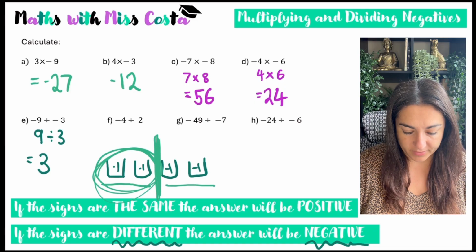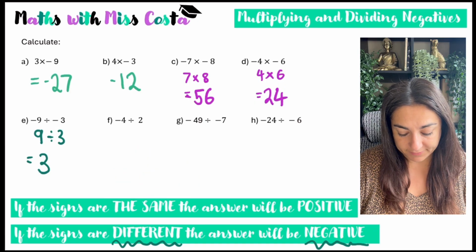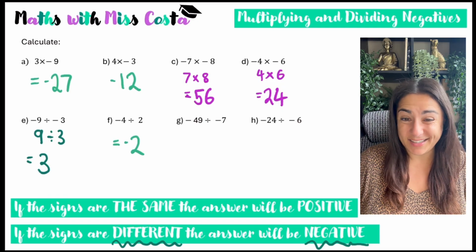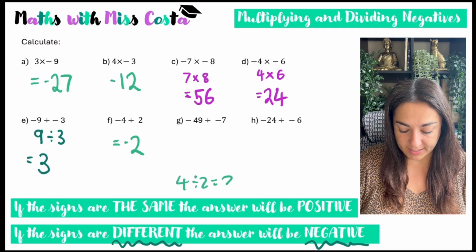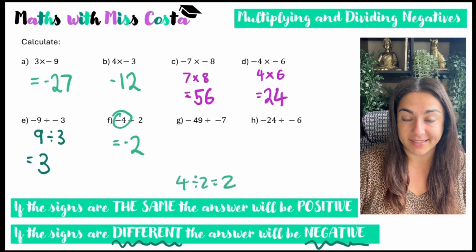So it's the same as with multiplication. The answer is going to be negative. Minus 4 divided by 2 is just going to be minus 2. Again, you can think to yourself, what would 4 divided by 2 be? That would be 2. One of the signs is negative, so the answer is going to be negative.